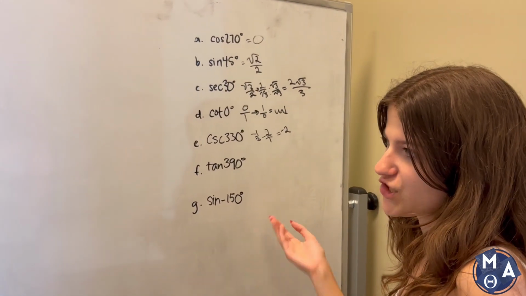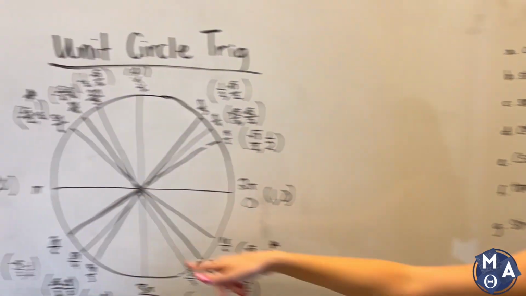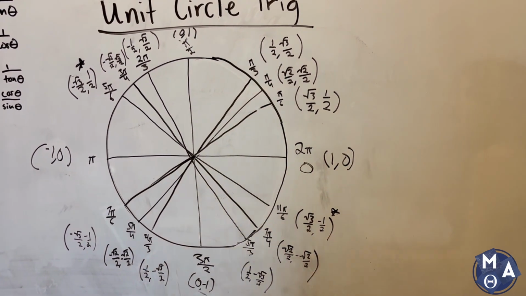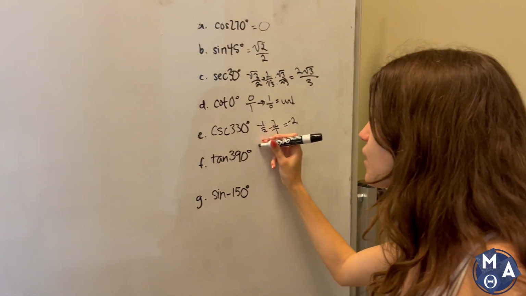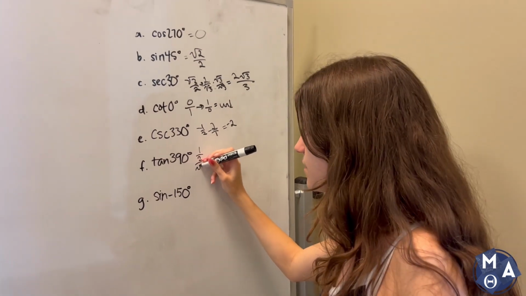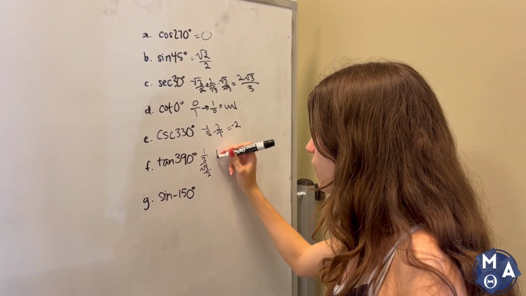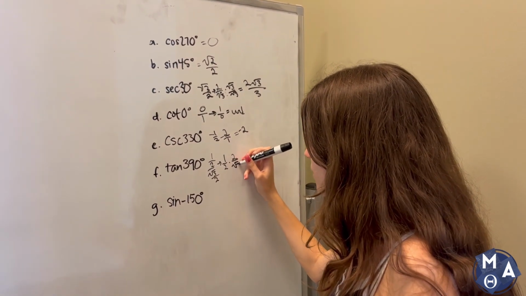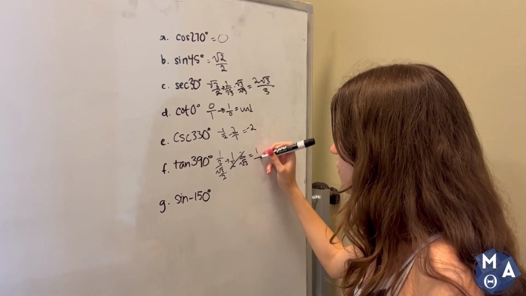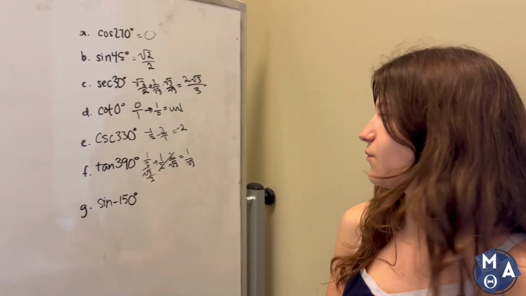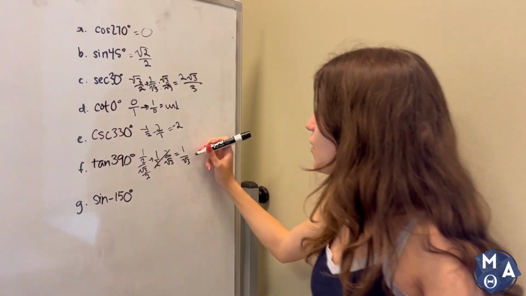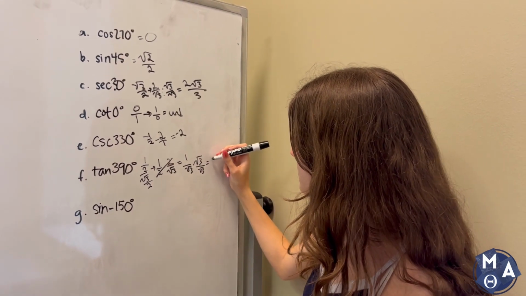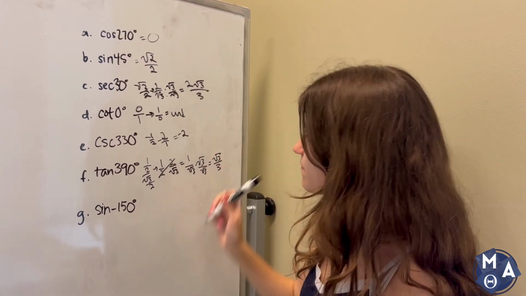Next, we have the tangent of 390 degrees. If you go around, that's 360, so that would be 390 degrees. For the tangent, we would do, again, sine over cosine. So we would do 1/2 over the square root of 3 over 2, or 1/2 times 2 over the square root of 3, which equals 1 over the square root of 3. But we cannot have that, so we will multiply by the square root of 3 over the square root of 3, and we would get square root of 3 over 3.